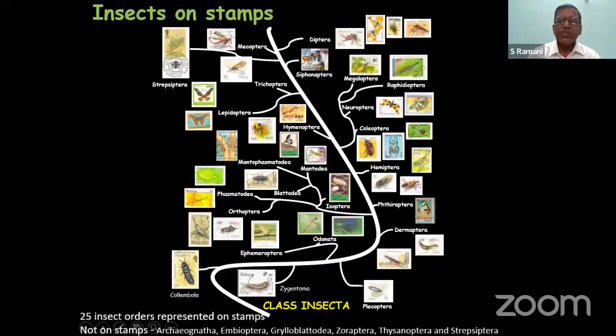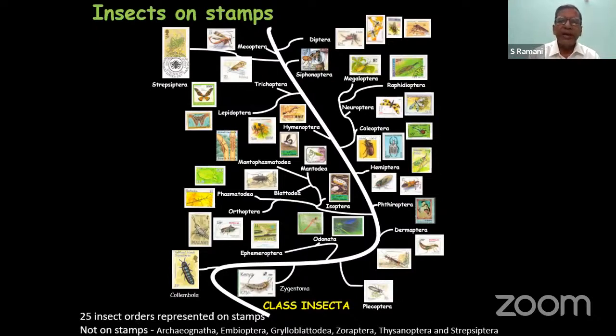I would also like to exclude Strepsiptera from this, basically because Strepsiptera is the logo of the Royal Entomological Society, and a pictorial cancellation of Strepsiptera is there, in which the Royal Entomological Society's logo is featured. So that also excludes Strepsiptera. So it's only four orders which have not been featured on stamps.